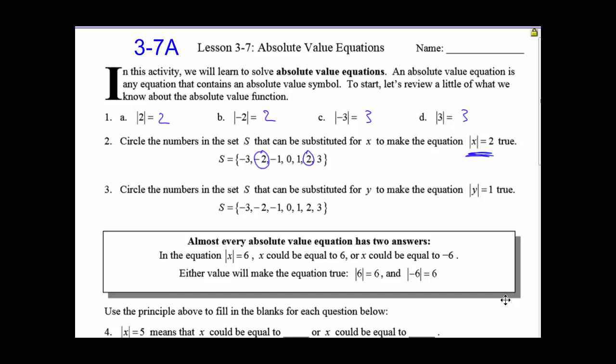In number 3, we have the absolute value of y is equal to 1. The only things that could be equal to 1 are really 1 and negative 1. So if we go down the line, we have negative 1 and we have 1. In the little box, almost every absolute value equation has 2 answers. In an equation with the absolute value of x, x could either be equal to 6 or it could be equal to negative 6, thus making this statement true and this statement true.